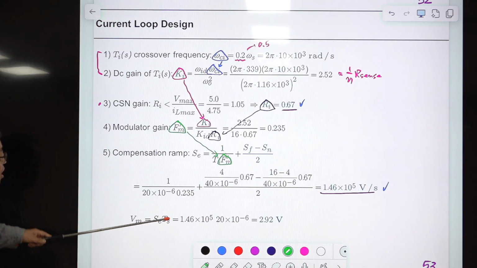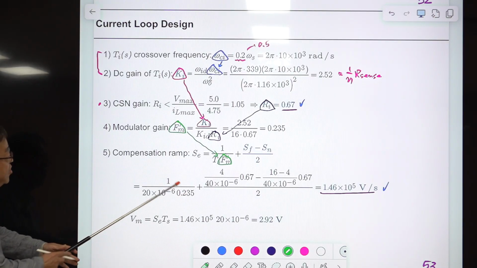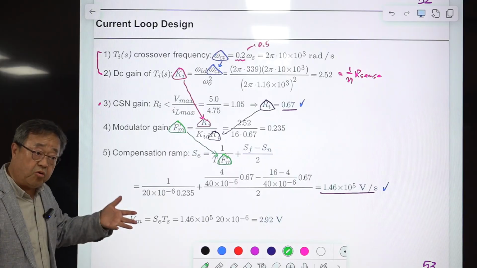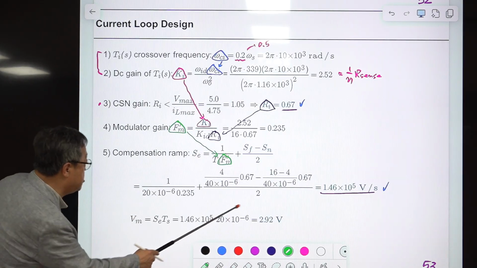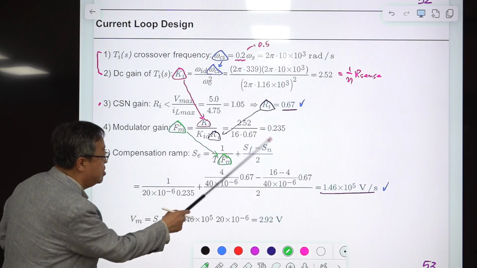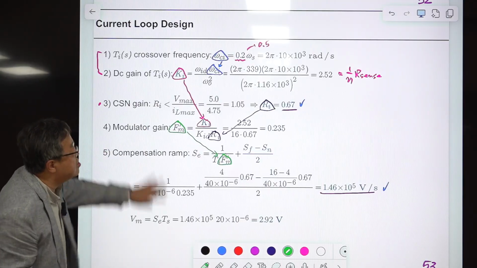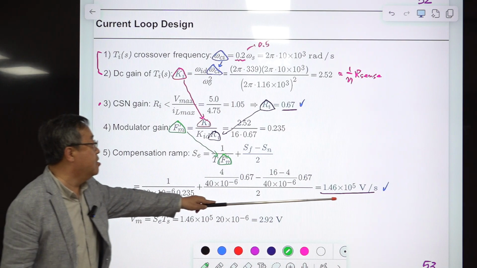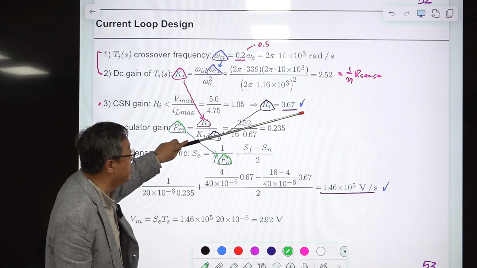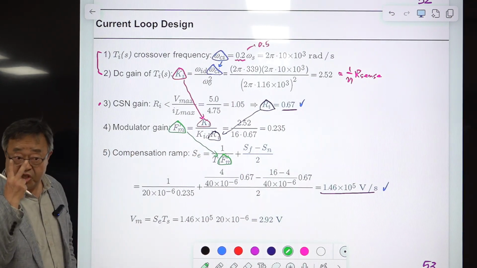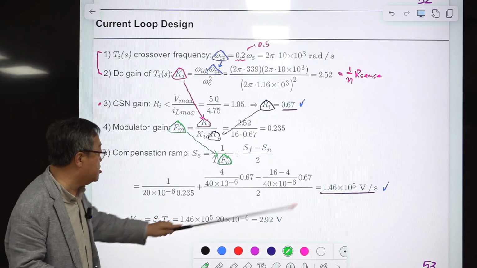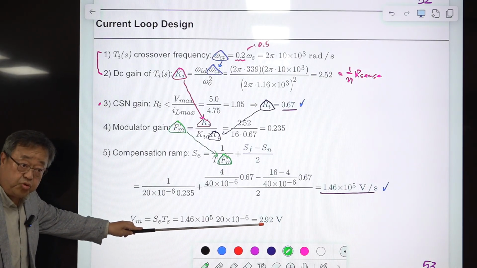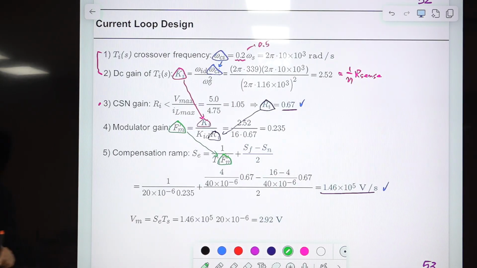Okay. Then finally you calculate this, and this is the minimum value of the S_e to avoid the subharmonic oscillation. Okay. This plus something is larger than this, which is this one. So this is stable. The current loop alone is stable. Okay. So this is the design result. You only have two design results, this one and this one. And this is the maximum value of the V_M. I used this number for the PSIM simulation.